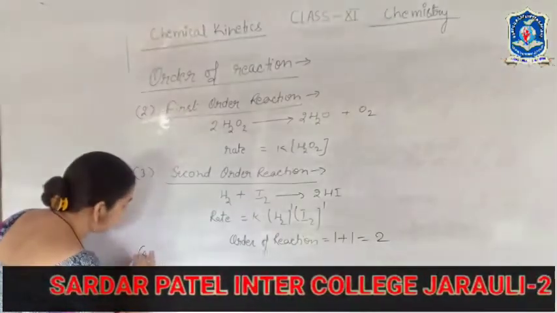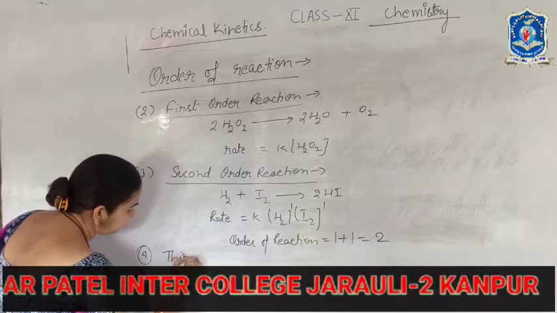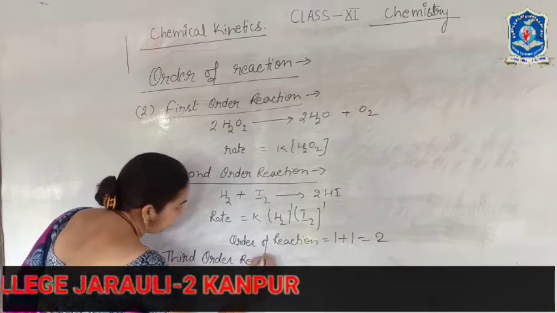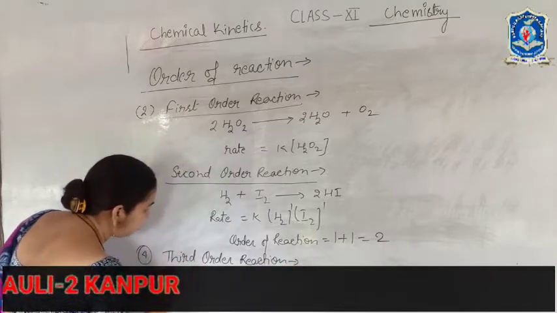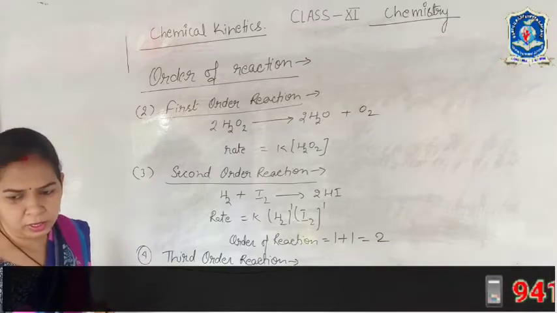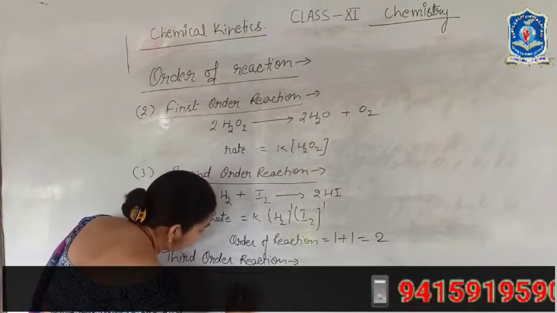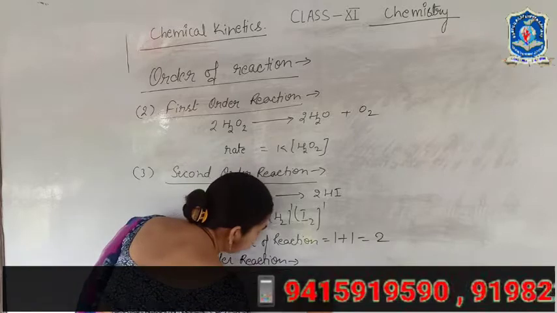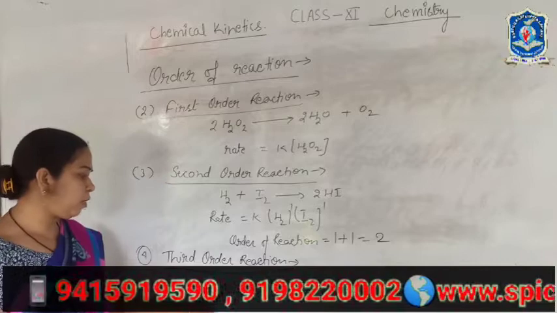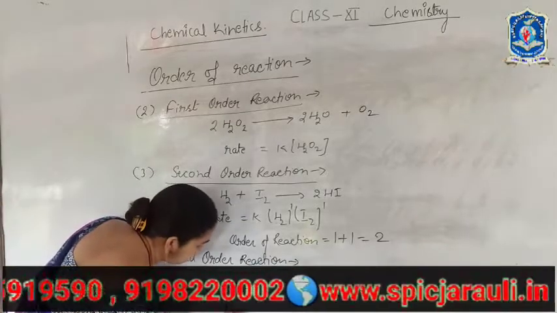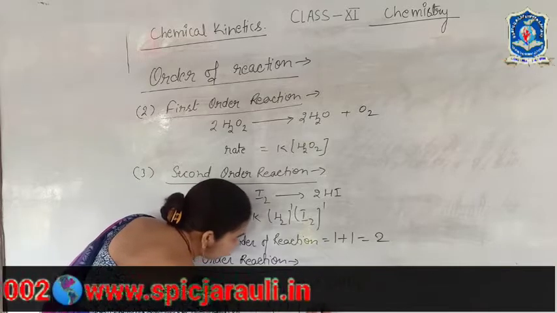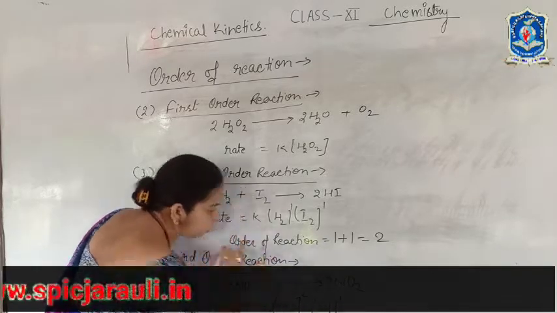Then third order reaction. When the rate depends upon 3 molecules of reactant molecules, then it is known as a third order reaction, like 2NO plus O2 gives 2NO2. Here the order is third, 2 plus 1, like rate equal to k [NO]^2 [O2]^1.